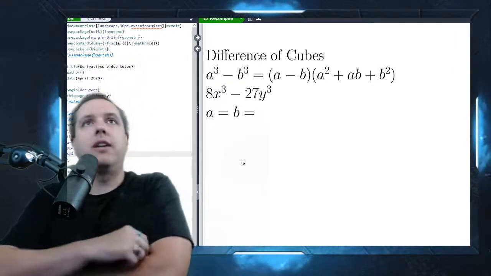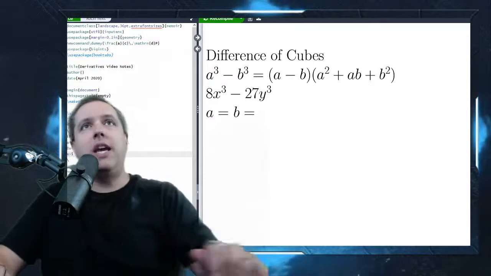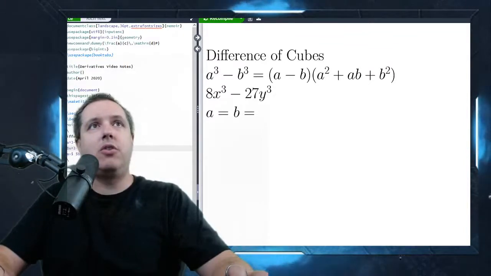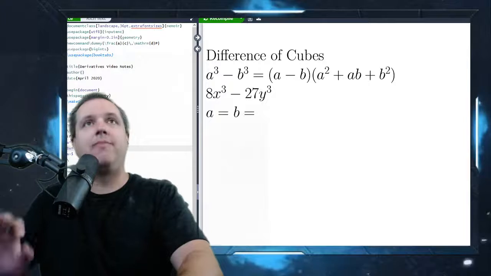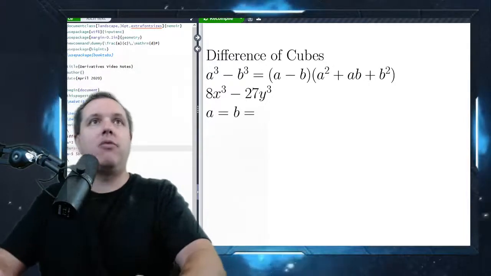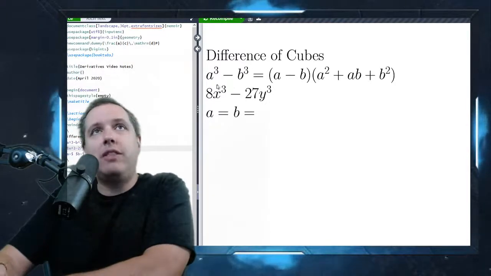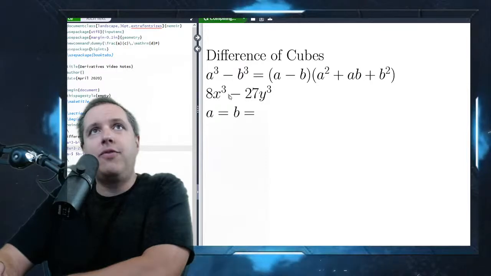There we go. It was taking a second. So the problem we're going to do is 8x cubed minus 27y cubed. So you can see that's what we have, right? This is a perfect cube. This is a perfect cube. We've got a difference in the middle.